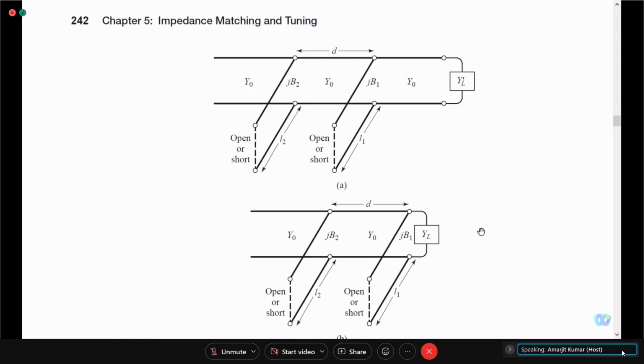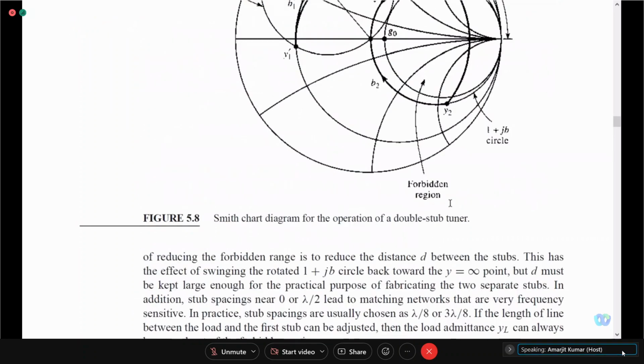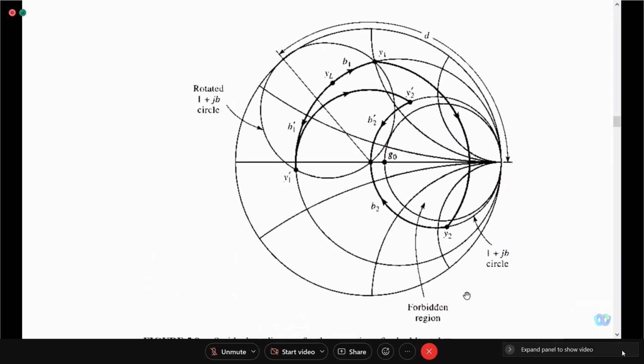So we need a rotated 1 plus JB constant conductance circle. How much rotation? That rotation will be the angle corresponding to this D distance. That much angle we have to rotate. Then we will reach here, and here we can play because load is here. This 1 plus JB circle is indicated also. See here, it is indicated D. So angle corresponding to D distance, we have to rotate this 1 plus JB circle.